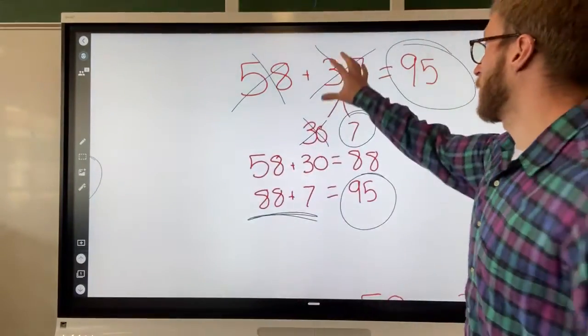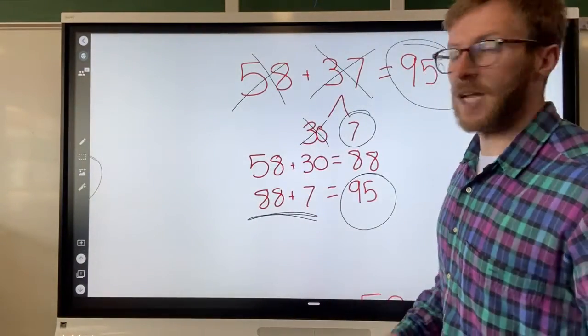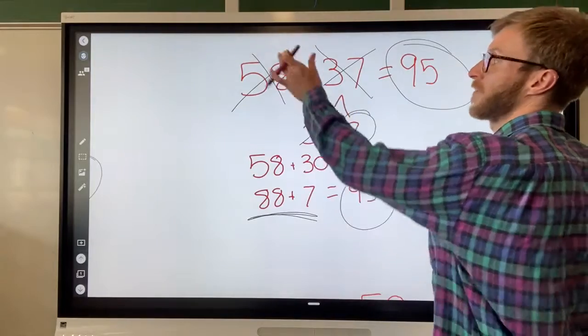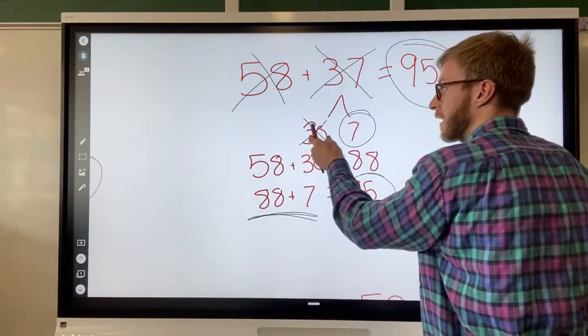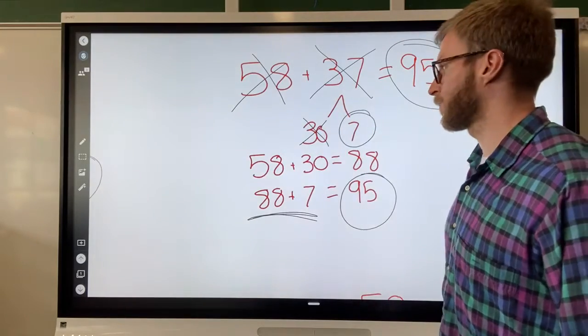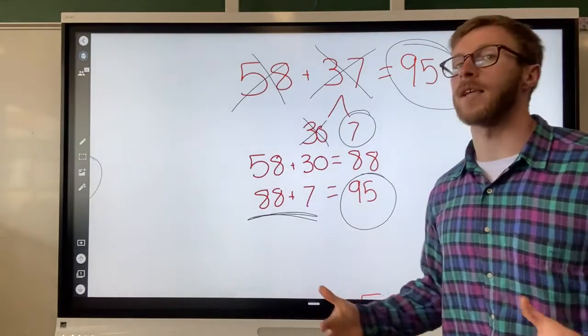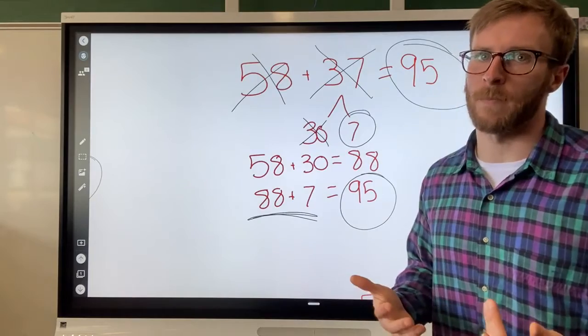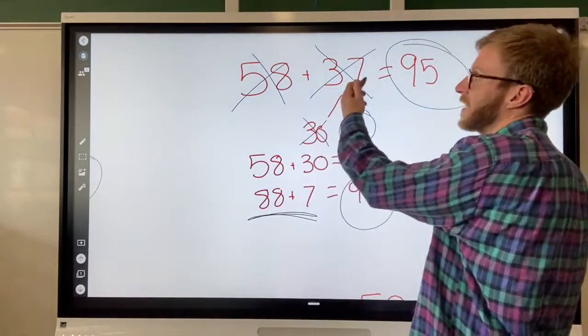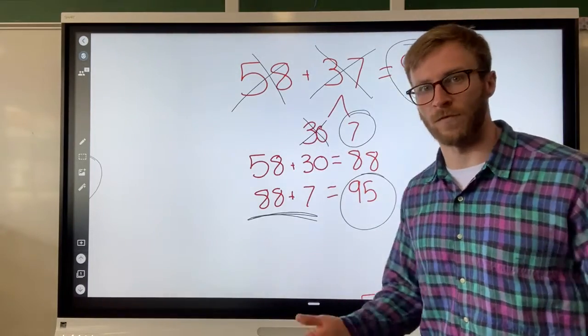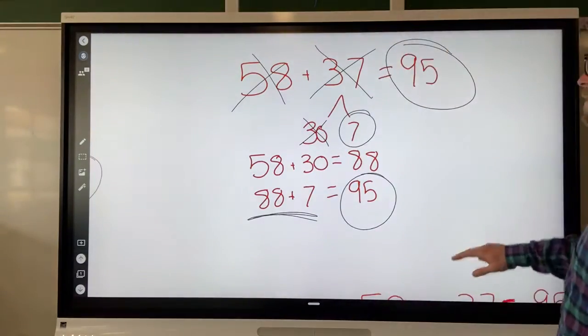So this person just split up 37 a little bit differently. Instead of pulling what they needed from 37 to make this into a multiple of 10, they just made this 37 into a multiple of 10, making it 30. All right, and the reason we do that is because it's easier to add just multiples of 10. It's easier to add 3 10s onto something rather than 3 10s and 7 1s. That gets a little bit more confusing.